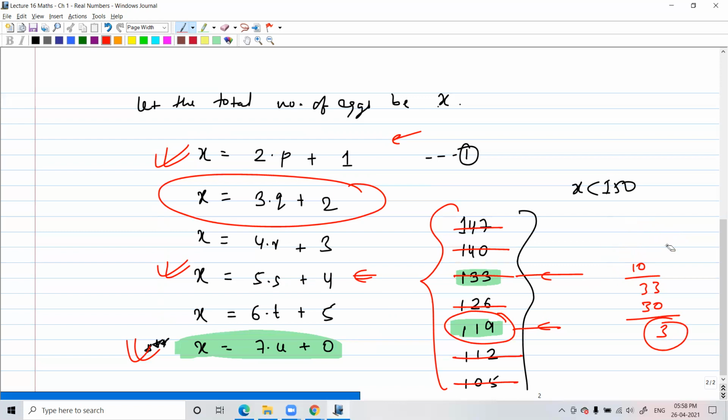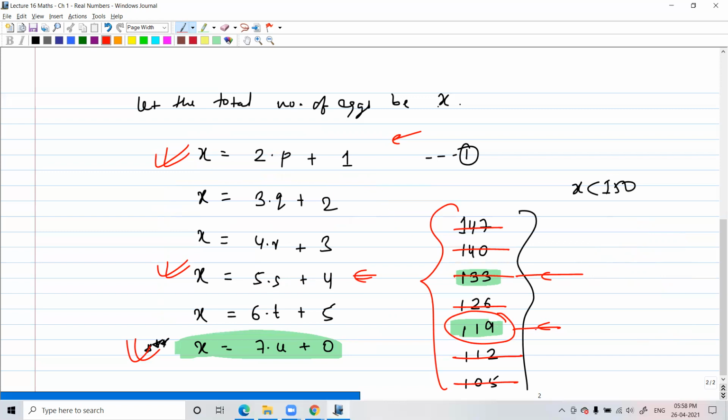So now let's check and confirm whether all the rules are getting satisfied for 119 or not. Start from the beginning. Divided by 2. Of course, it will not be divisible, and 2 always leaves a remainder 1 only. So this condition is satisfied. Everyone okay with that? This condition satisfied for 119. Divide it with 3 and see whether 2 is a remainder or not.